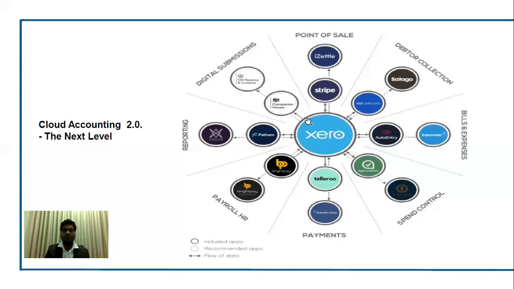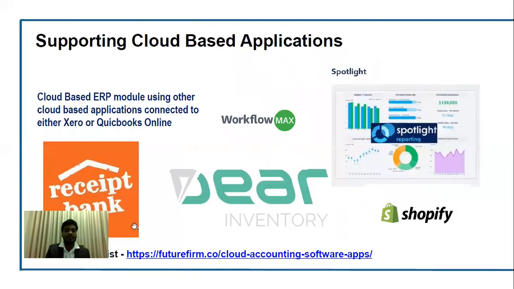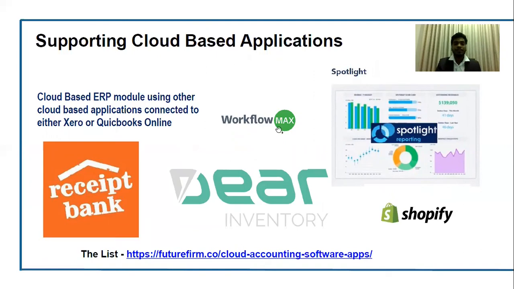I hope you have got an idea about this. Now, next thing is, like I mentioned earlier, these are supporting applications which we can use with the accounting system. Receipt Bank is an app to record all the receipts. When you save receipts in Receipt Bank, they will send this to Xero as a bill. So you don't need to enter anything. It's there. And so that will minimize the data entry.